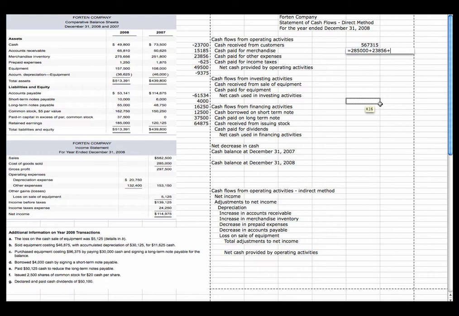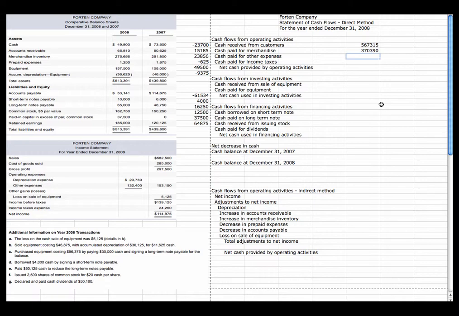So what we want to do is 61,534. So we come up with 370,390. Now the cash paid for other expenses. Once again, we take our other expenses and then subtract out the decreases in the prepaid expenses.